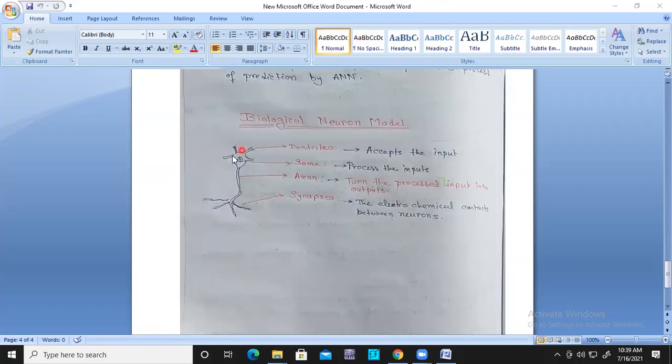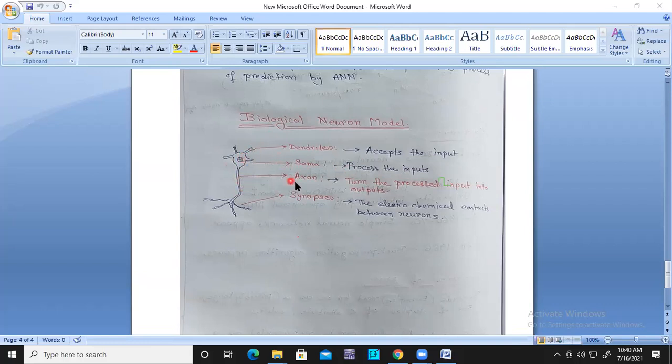Look, you can see the picture of a biological neuron, which is the component of our nerve cell. Now it comprises these four parts. The first one is dendrites. Dendrites are thread-like parts which can accept the inputs from the surroundings. This is coming to the central point, which is called the soma. Soma is the processing unit. It can process the input data.